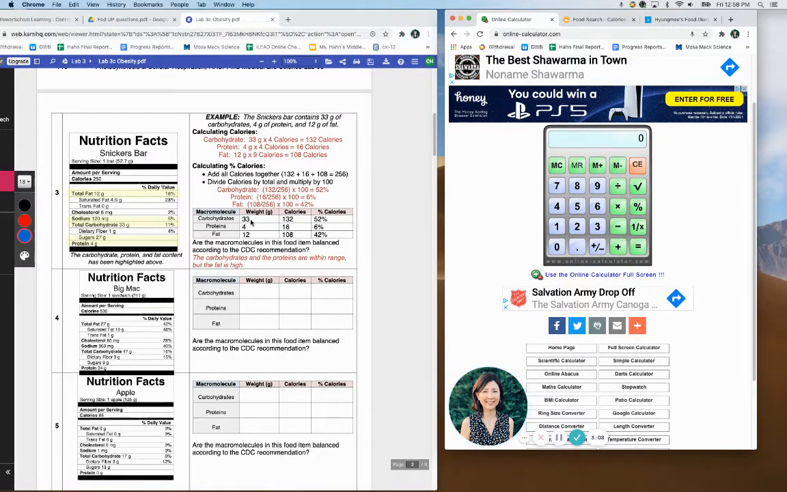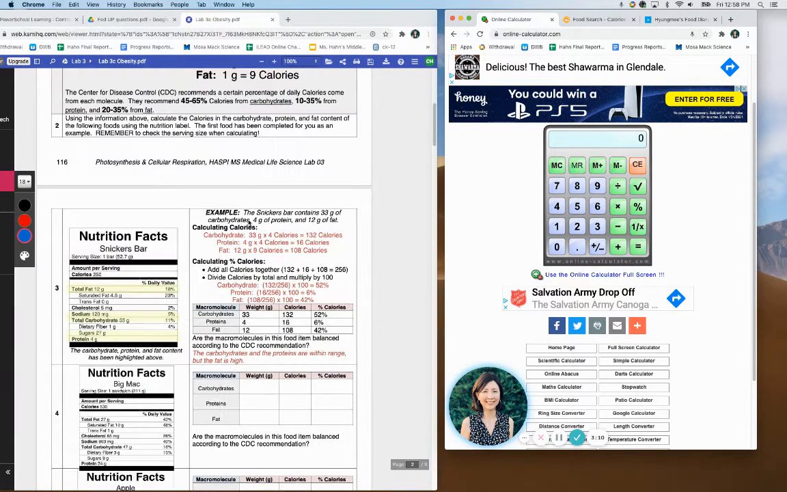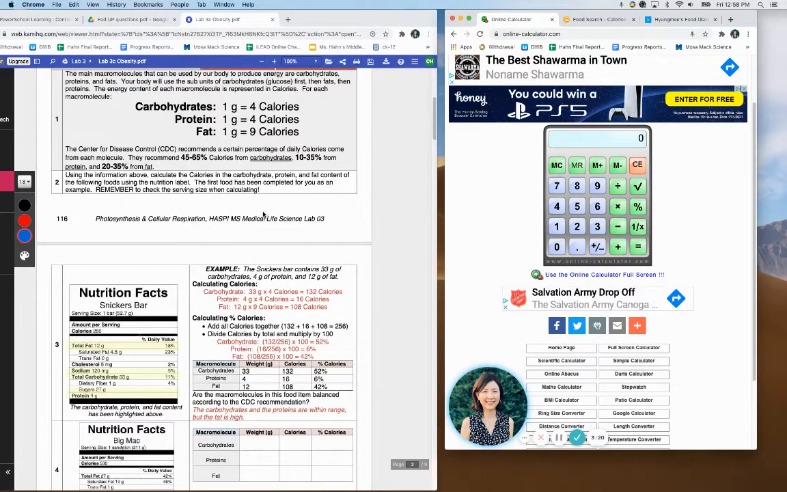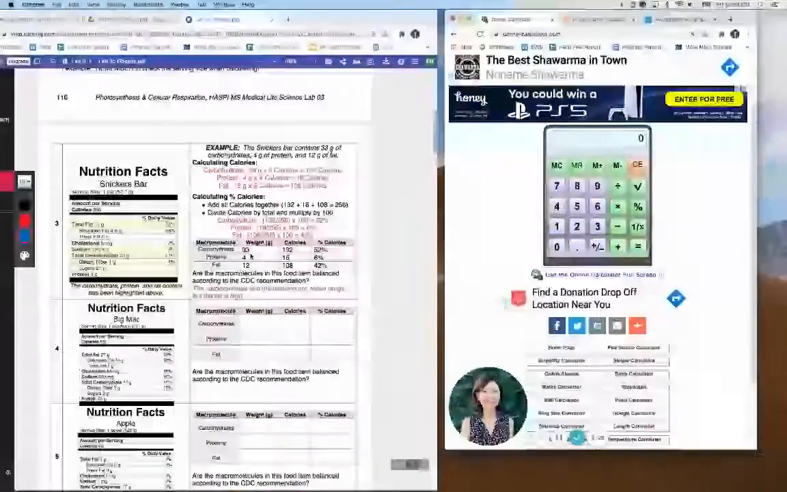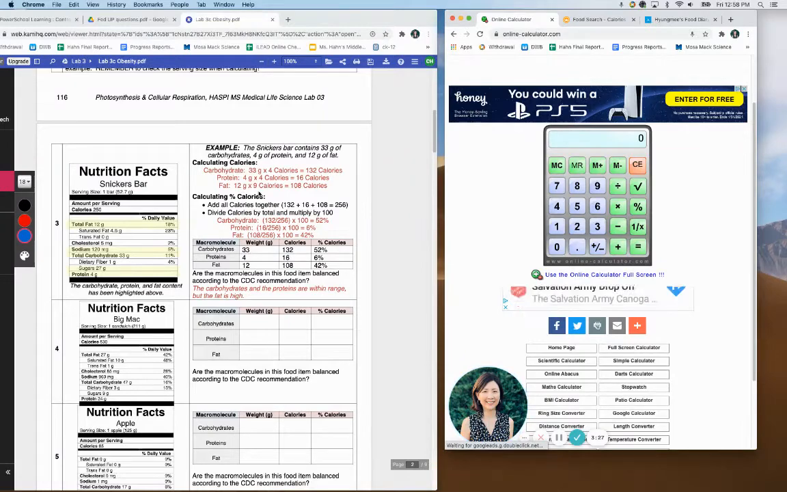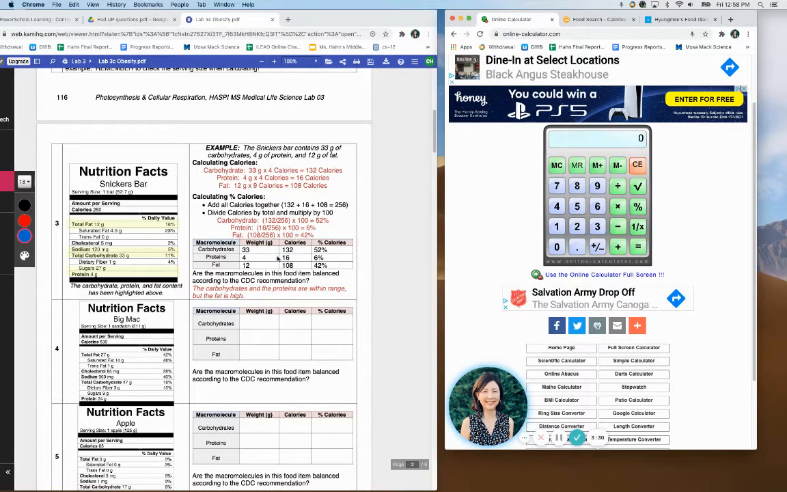And then, like we set up here, for every gram of carbs, you have to multiply it by 4. For every gram of protein, multiply it by 4. And for fats, you multiply it by 9 to find out how many calories. They did that right here for us, 33 times 4, 4 times 4, and 12 times 9. And that's how we got these calories right here.